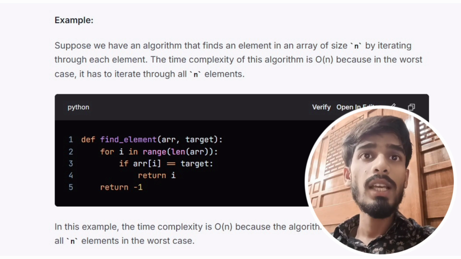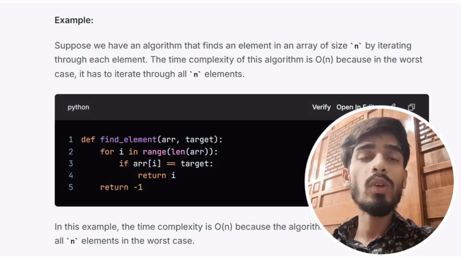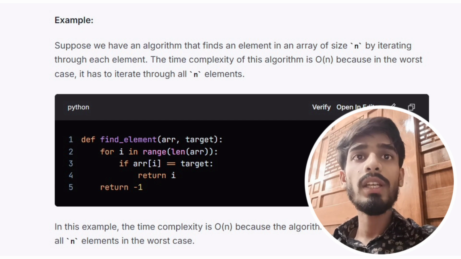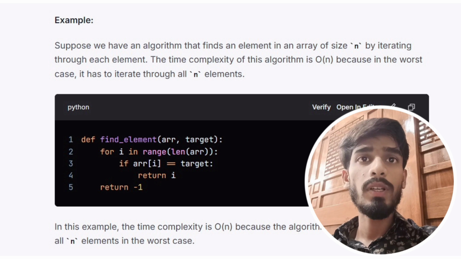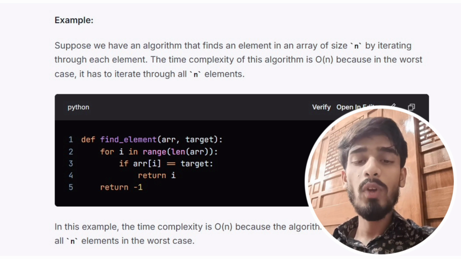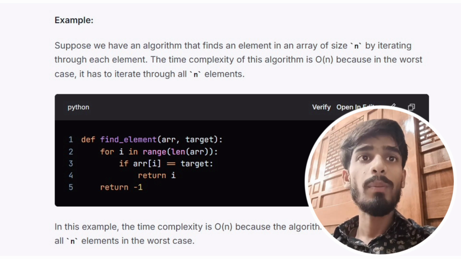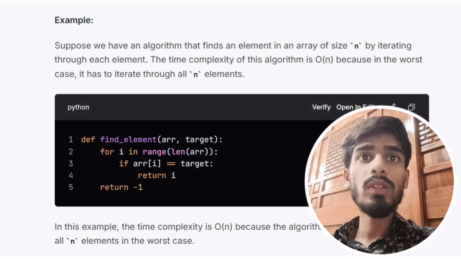Let's see this example. This is the Python code in which we are iterating n times. In this example, the time complexity is big O of n because the algorithm has to iterate through all n elements in the worst case.